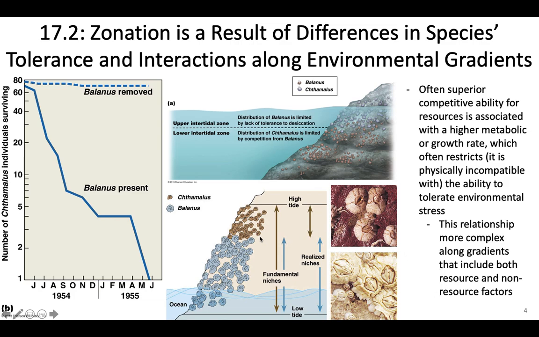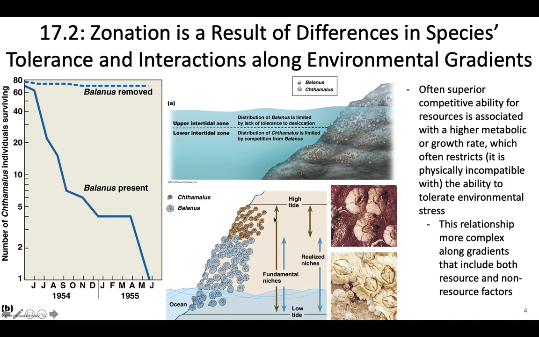So let's look at this really classic example that I think might even be in your Gen Bio textbook. These are two competing species of barnacles that you can find in intertidal regions, and they show this zonation pattern where you see thalamus, I think that's how you pronounce this, in higher tide zones, which would only be covered during high tide, and then you see balanus predominating closer to the ocean in areas that would be more covered by water.